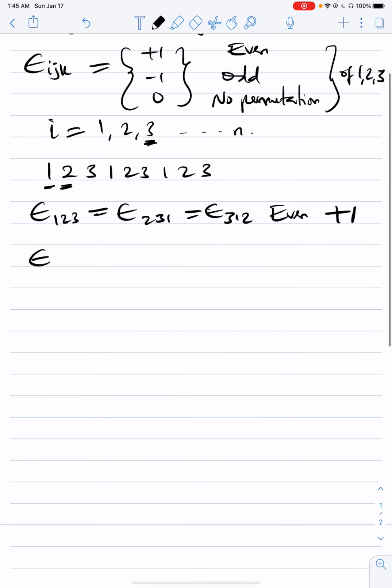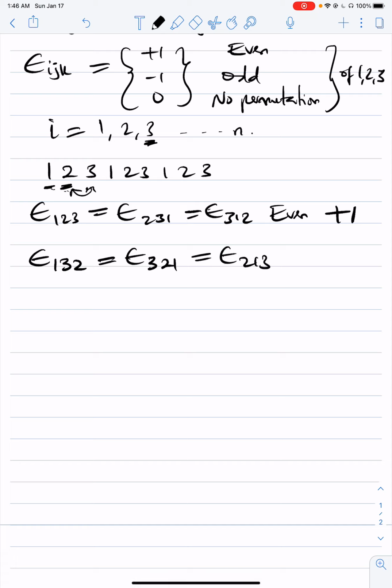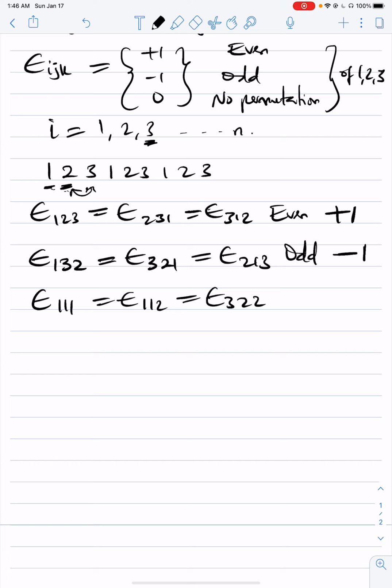If you have 1, 3, 2, you see the order. This is 1, but instead of having 2 next, there's an interchange here. This becomes an odd permutation, as does 3, 2, 1, or 2, 1, 3, and you have a -1. Then if we have a repetition like 1, 1, 1, or 1, 1, 2, or something like 3, 2, 2, then there is no permutation at all, so we assign 0.